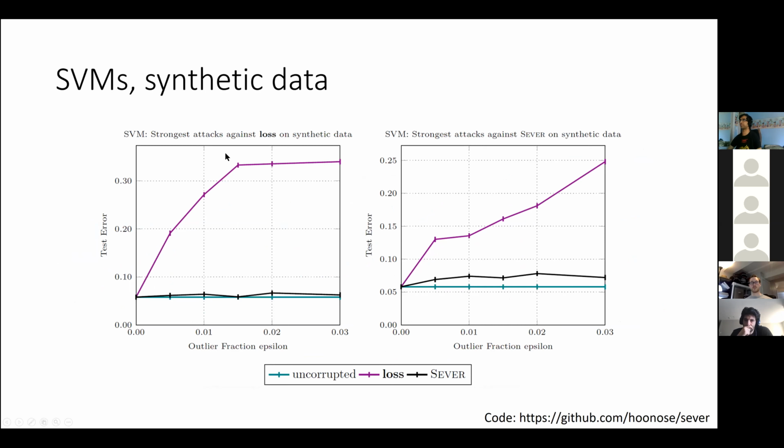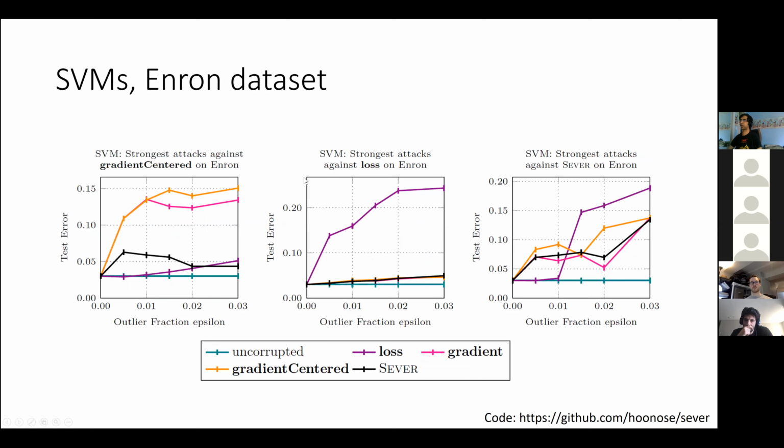We also did SVMs on synthetic data, as well as SVMs on the classic Enron data set, which many of you are familiar with, I'm sure. This is a spam classification data set. And you can see that we're still quite good. Even when we cherry pick attacks against our own method, we find that none of the other methods can outperform us, even in that setting.